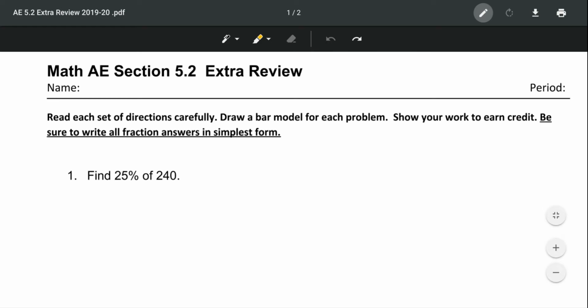In this video, you will review section 5.2 on percent problems. For these problems, you want to draw a bar model to find the missing value. Make sure to show all your work. For number 1, it says to find 25% of 240.